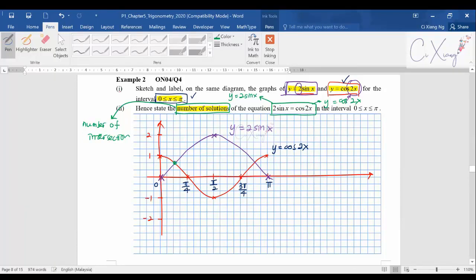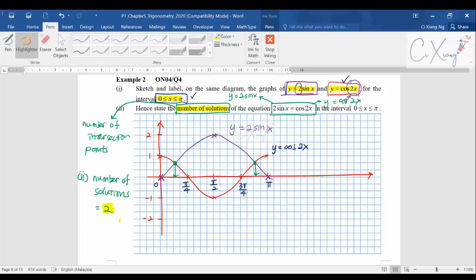Okay, so what's the number? How many intersection points do you have? Okay, so the number of intersection points in this graph, there are 2. So you can straight away write out for the answer, the number of solutions is equal to 2. That's it. Okay, so this is how we do it. All right, so I hope that you roughly have an idea how we do this kind of question.